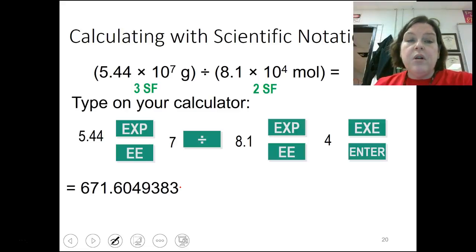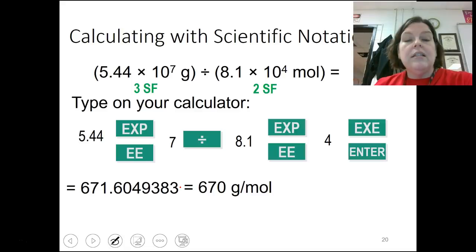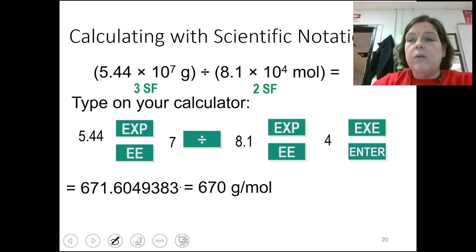So we have 3 and 2. So how many significant figures are we going to end up with? Yeah, 2. So we get 670 grams per mole. Now, because it was in scientific notation to begin with, we want it to be in scientific notation to end with. So again, where is it going to go? We have to have a number that is greater than or equal to 1 but less than 10. So the decimal point goes right there between the 6 and the 7.